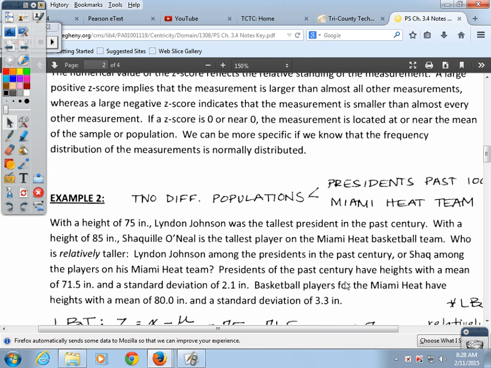Now notice that they have relatively in italics. Any redneck could tell you that Shaq is taller than LBJ, right? But that's not what the question is asking. The question is asking who is relatively taller. Now, what does that mean? Yes, among their group of people, who is taller? You got to think about that a minute.